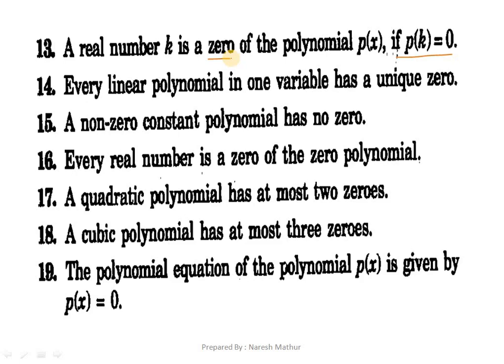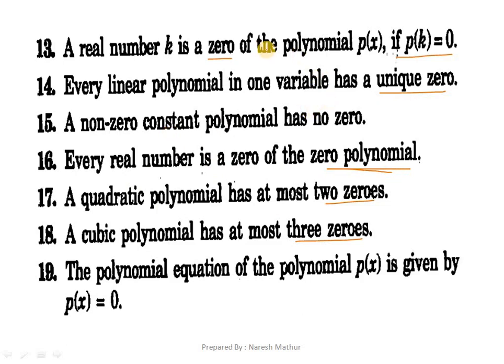Now every linear polynomial in one variable has a unique zero. Every linear polynomial has a single zero. A real quadratic polynomial has 2 zeros, and a cubic polynomial has 3 zeros. It means a polynomial has as many zeros as its degree. Cubic polynomial has degree 3, so it has 3 zeros. Quadratic polynomial has degree 2, so it will have 2 zeros. You can remember it in this way.